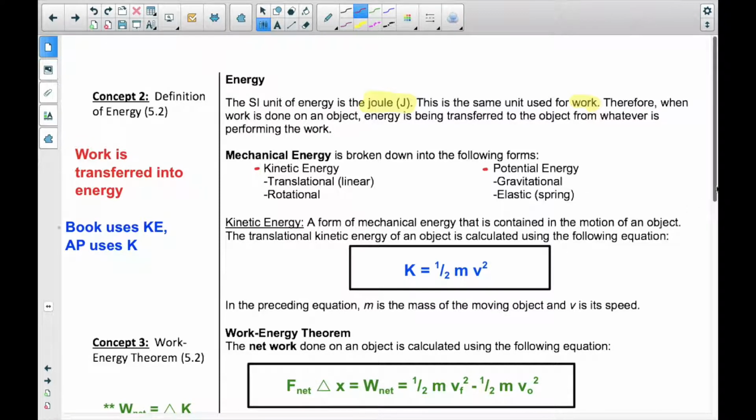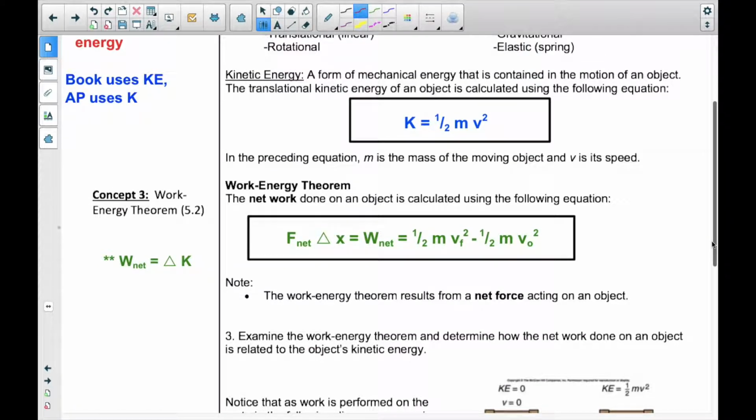Okay, kinetic energy specifically is a form of mechanical energy that is contained in the motion of an object. The translational kinetic energy of an object is calculated using this equation. This equation is the same equation from the AP sheet as it is from our textbook. And this is an equation that, no, you don't have to memorize it, but I think you're going to, because we're going to use it so much that you're going to know that K equals 1/2 mv squared. It's just going to come naturally to you. So m is the mass and v is the velocity. Notice that we are squaring that velocity, and so we need to think about the relationship between the mass and the kinetic energy and the relationship between the velocity and the kinetic energy, and we'll talk about that.